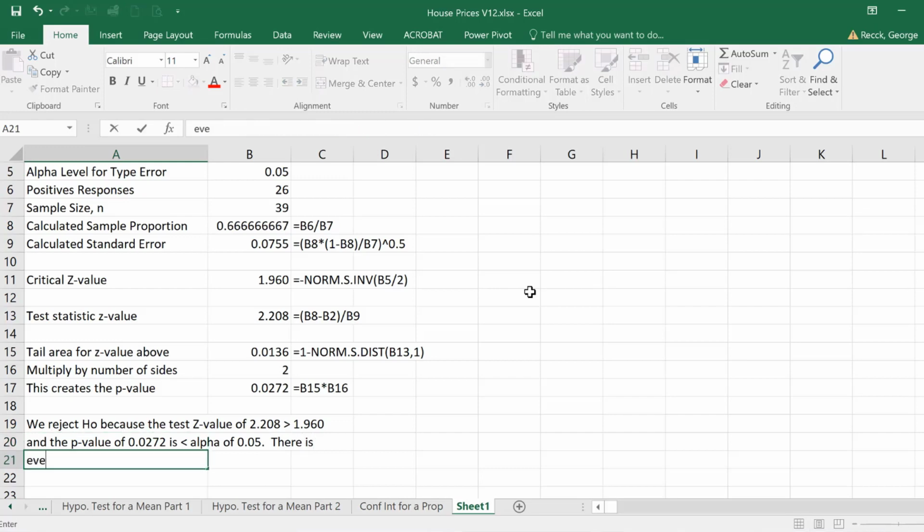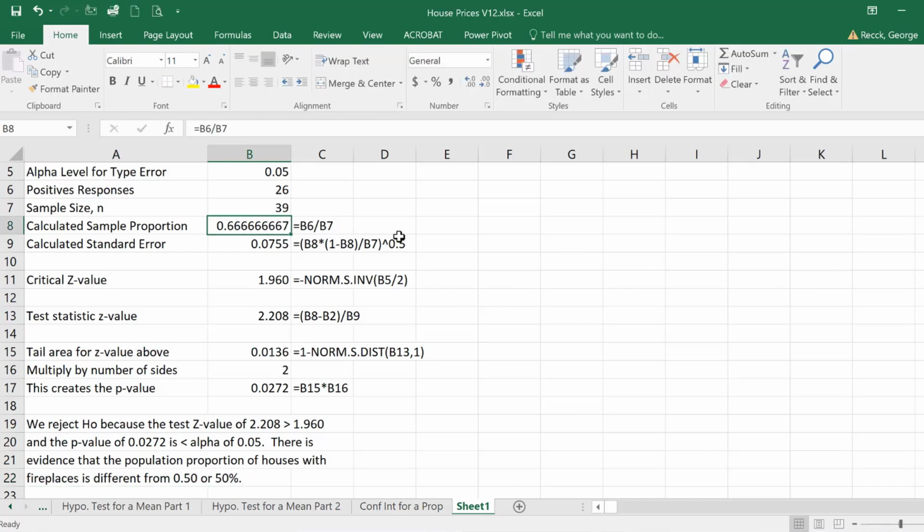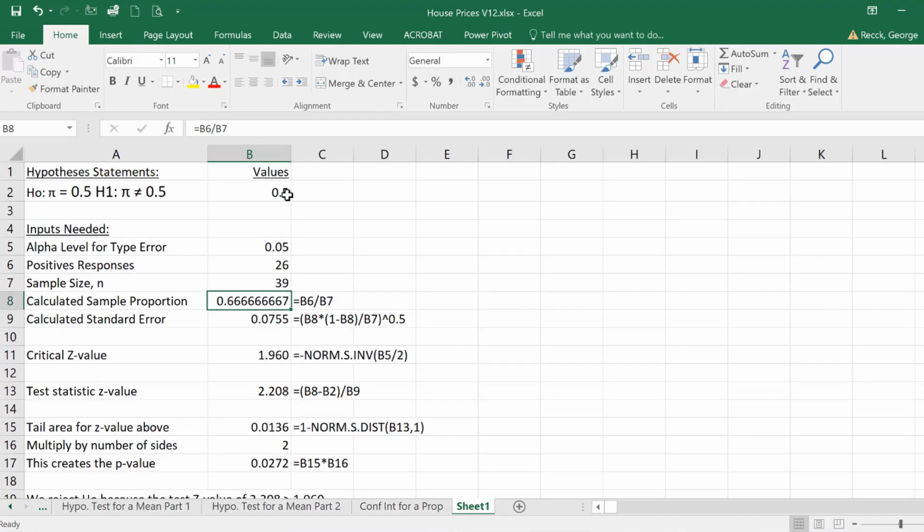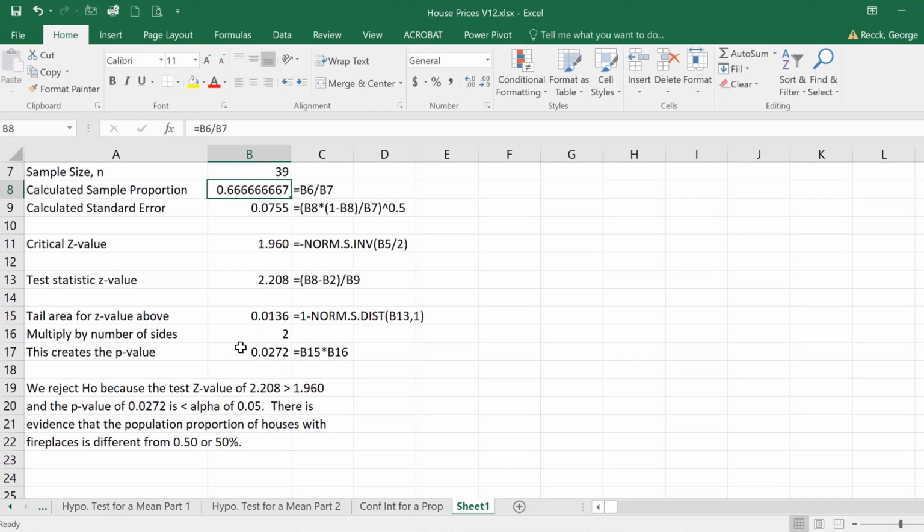There is evidence that the population proportion of houses with fireplaces is different from 0.50 or 50%. And we go on further to say that because the sample proportion is greater than the population proportion, we're pretty confident that it is greater than 50%.